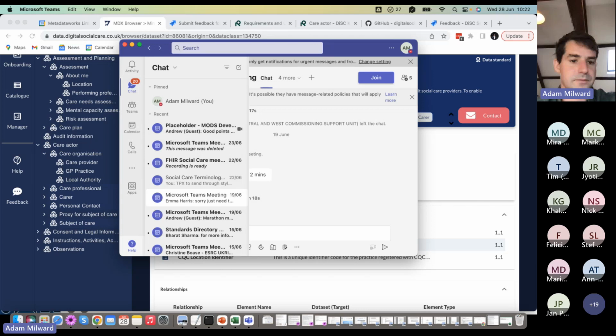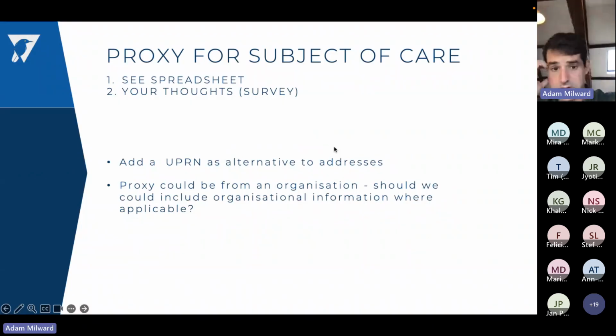So for subject of care, again, UPRN is attempted to address. You'll see that's a common theme. One of the things that was raised in some of the meetings was could in some situations proxies be defined by an organisation rather than a specific person? So we need to do a bit more investigation into that. I think it was mentioned at one of the recent standards meetings, so we need to look into that use case. I don't know whether anyone on the call has any examples, but if you do, please send that through.